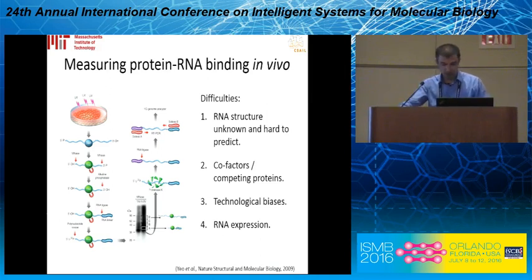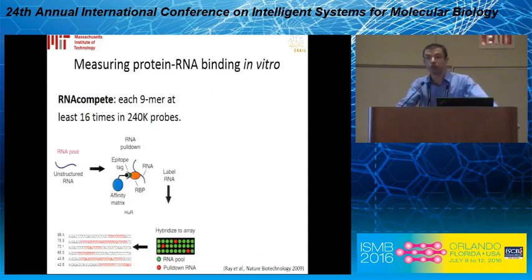So to avoid all these complications, in vitro protocols were developed. And here I'm referring to the protocol of RNAcompete from the lab of Tim Hughes from University of Toronto. In this technology, we start with a set of 240,000 RNA probes, all designed to be unstructured, and they have a mathematical property that together all RNA sequences cover all 9-mers, where each 9-mer appears at least 16 times.